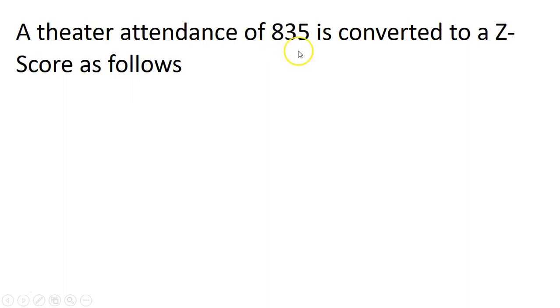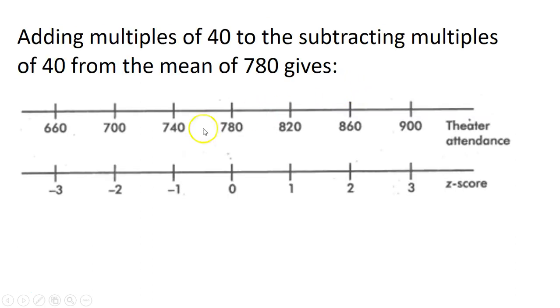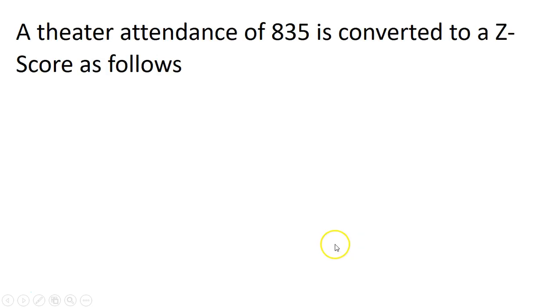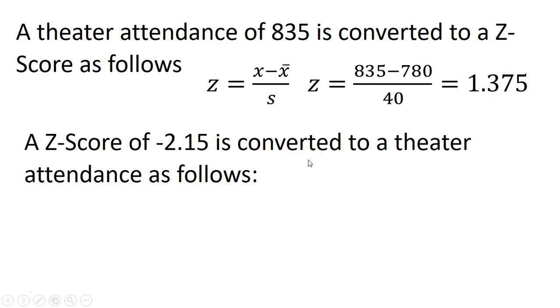Theater attendance of 835 is converted to a z-score as follows. So it's not going to land right on the button. As you can see, 835 is not on here. It's somewhere in between, but not exactly on here. So what they're saying is, we could find out exactly where that is, because I could put the 835 in here. I know what the mean is, that's 780. I know the standard deviation is 40. So I end up finding 1.375 as my z-score for this.